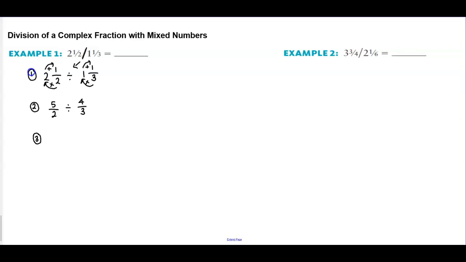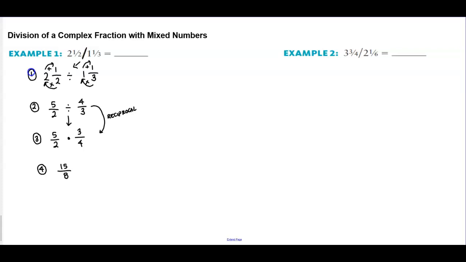Now we want to multiply these two fractions. Leave the first fraction as it is. In order to change this to a multiplication, we need to take the reciprocal of the divisor, which is 4/3. And the reciprocal of 4/3 becomes 3 over 4. Now at this point, are there any common factors between the denominators and numerators for us to simplify? We do not have any, so we're just going to multiply across. 5 times 3 is 15, and then 2 times 4 is going to give us 8.